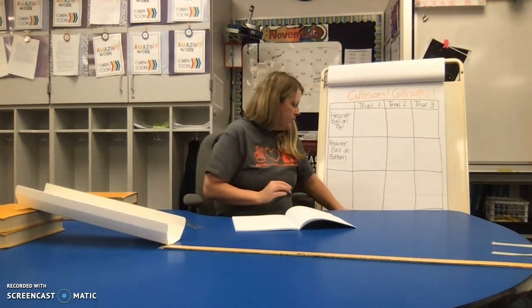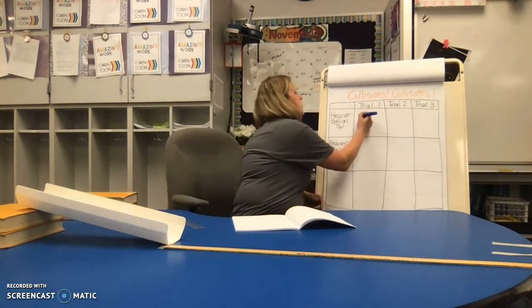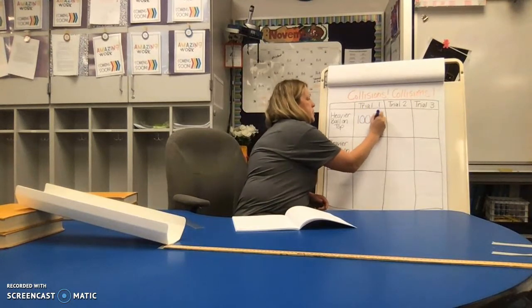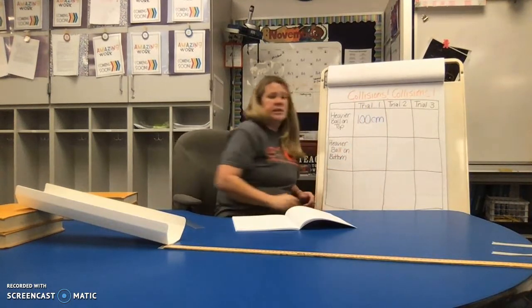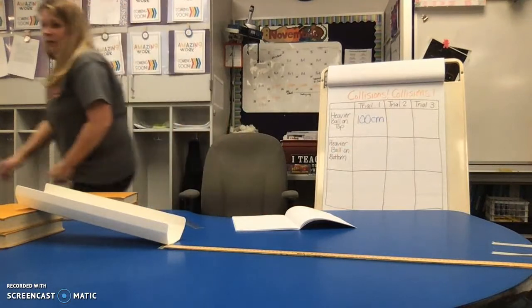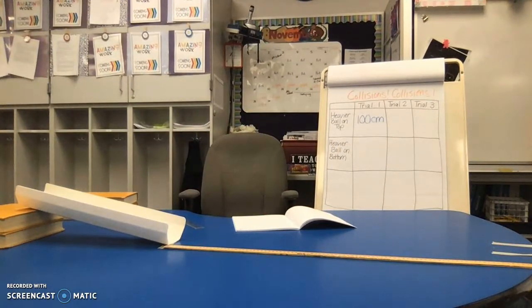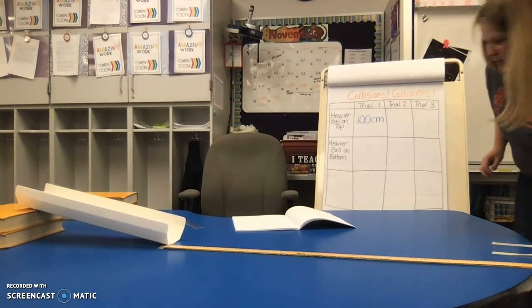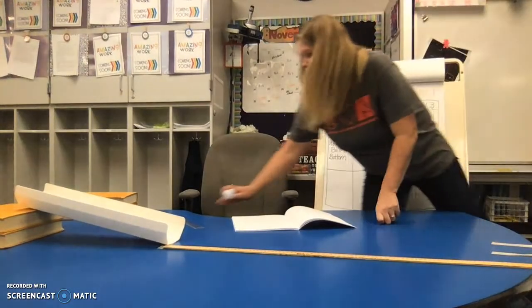Rather than getting on the ground and recording how far they roll, we're just going to say that both rolled to 100 centimeters, which is the length of the ruler and also the length of the table. I also need to get my ball because it rolled away. It missed the basket. Let's try this again and see if I get the same result.